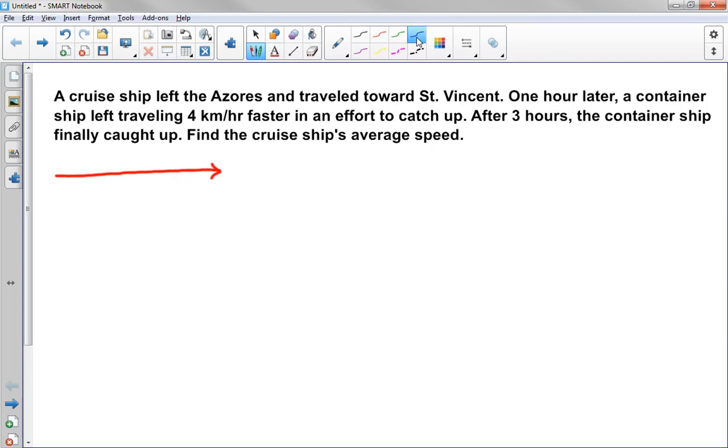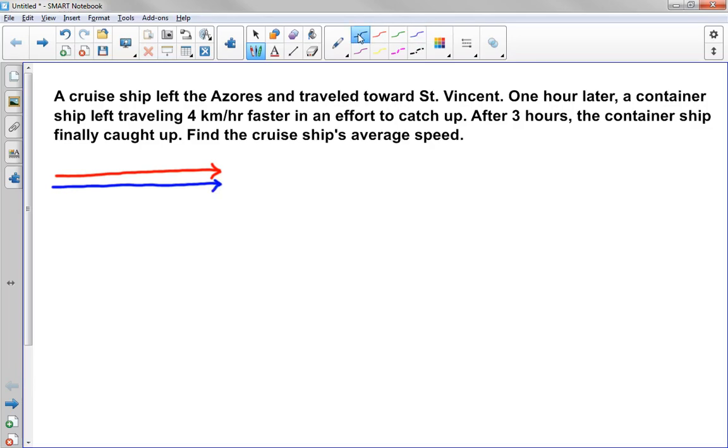If you read the question, the container ship is trying to catch up to the cruise ship. So sometime later, it's going to start from the same spot, and since it's going faster, eventually it's going to catch up to where the cruise ship is. Now certainly this is a really crude diagram, but it's going to do the trick when we start doing the algebra for this problem.